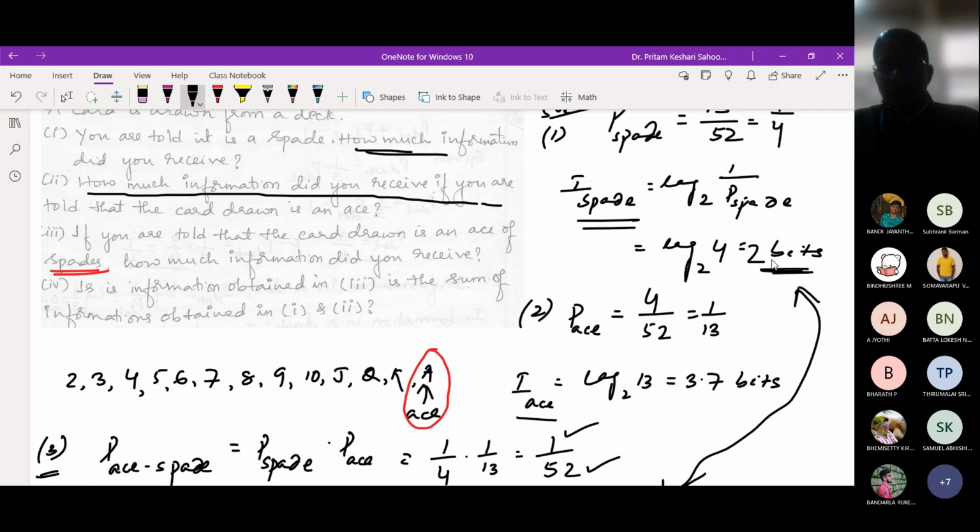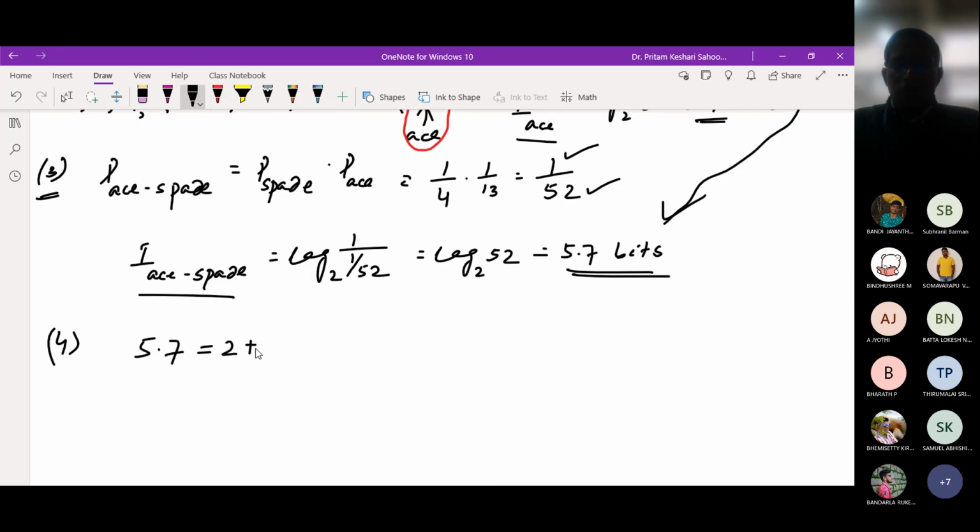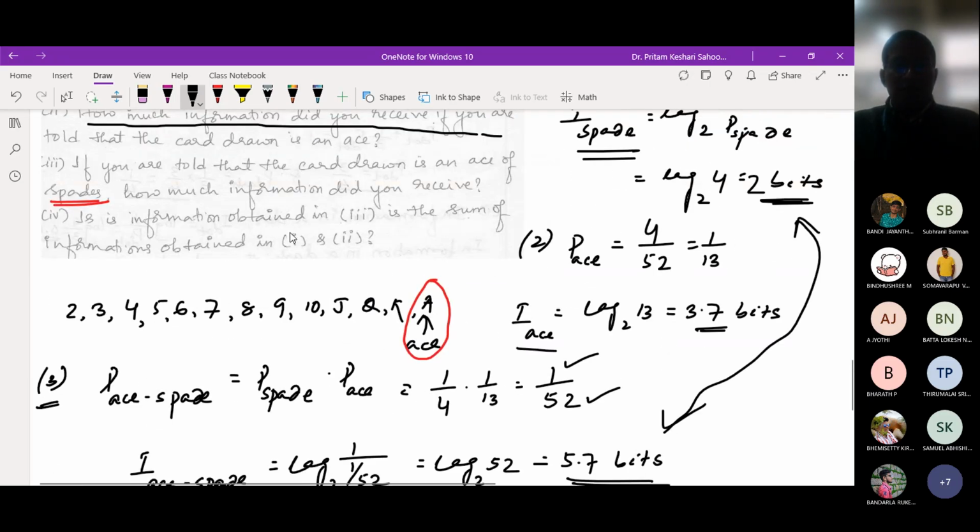What is the information in 1? It is 2 bit. In 2, it is 3.7 bit. So 2 plus 3.7. Yes, it is 5.7. So the answer is yes. The question was, is the information obtained in 3 the sum of information obtained in 1 and 2? The answer is yes. Because in the third question, we have to find a joint probability, and in bit number 1 and 2, we have to find the individual probability. And we calculated the individual information, that is called the self information. And here we calculated the total information, which is the sum of these two.